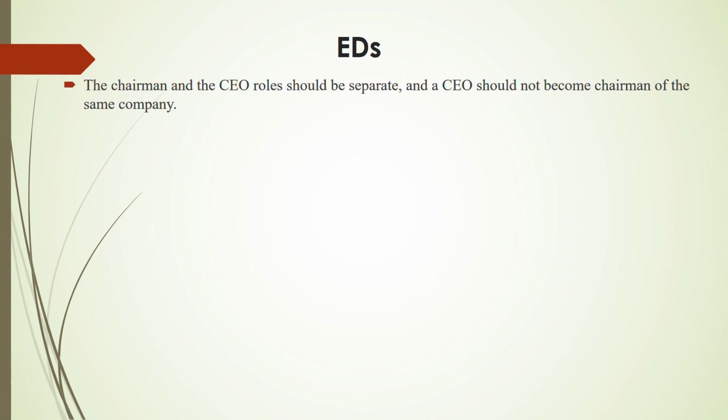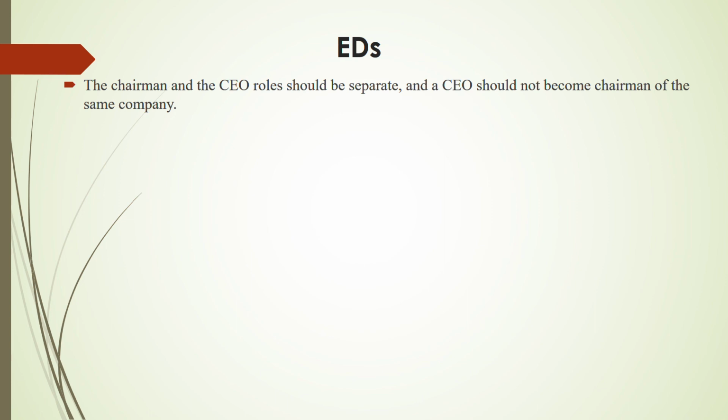Coming to executive director. The chairman and the CEO role should be separate, right? CEO should not become the chairman of the same company. That means CEO and chairman, both of these roles are different roles. They cannot be handled by one person. They have to be handled by two different persons. CEO and chairman have to be two separate persons. Why? Ask this question. Why is that? Why does it have to be said? Why can one person not do it?